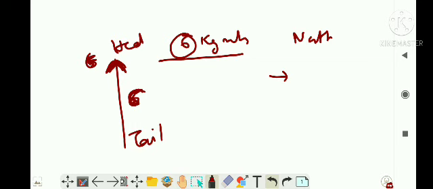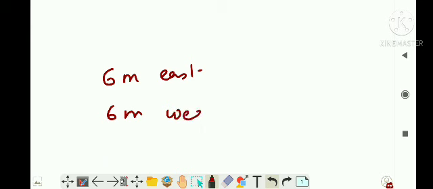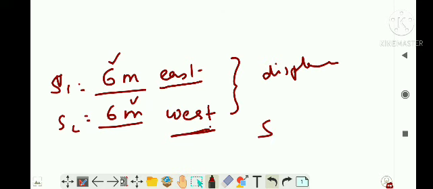Clear? Now how can I say two vectors are equal? Suppose I am taking displacement 6 meter east and 6 meter west. Both are indicating displacement, which means it is a vector quantity. Let's say this is S1, this is S2. Now S1 and S2 have the same magnitude, 6 meter, but their direction, one is east and one is west, so they are not in the same direction, which means S1 is not equal to S2.